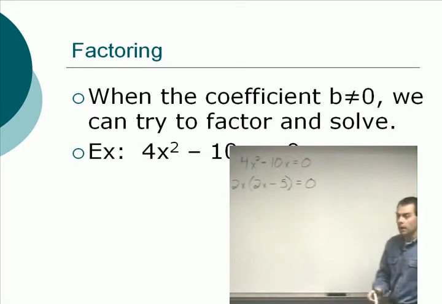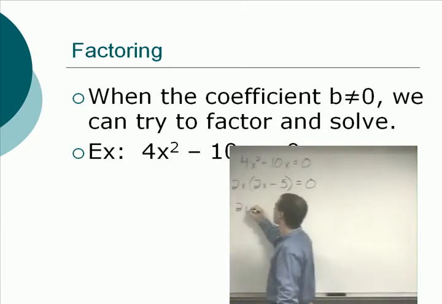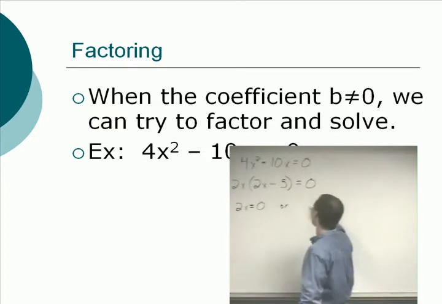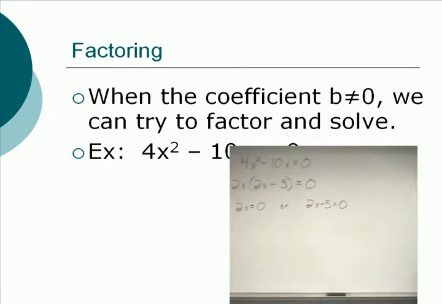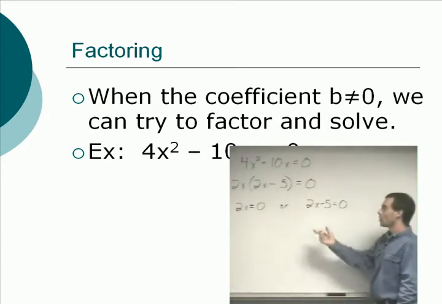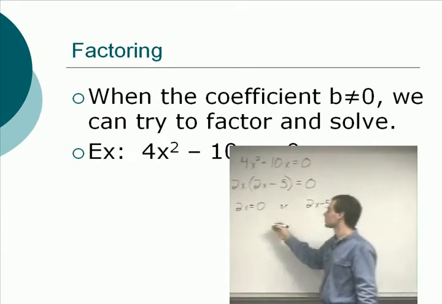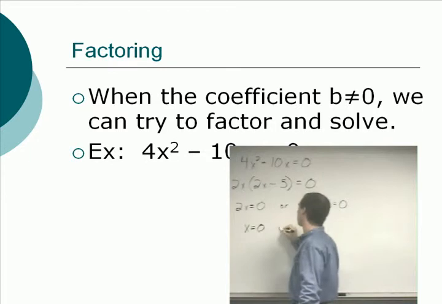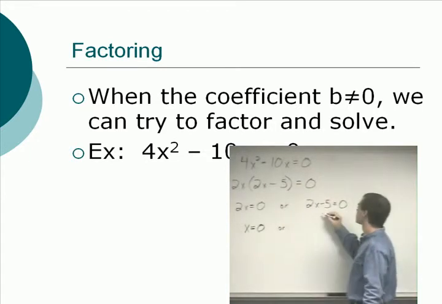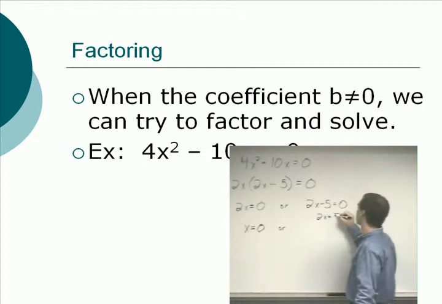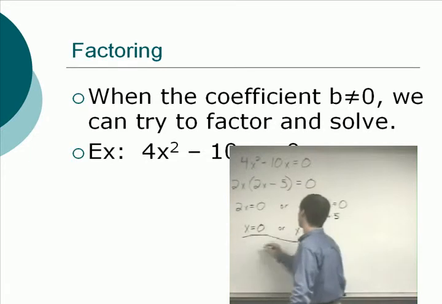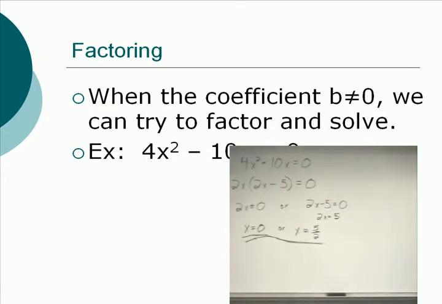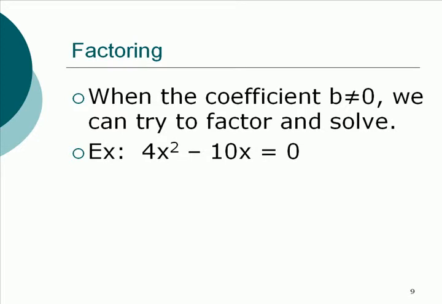And now we'll use our zero product property. Either 2x equals 0 or 2x minus 5 equals 0. And we solve both of those. Well, if 2x equals 0, clearly x equals 0, or x is equal to 5/2. There's our two solutions. Crooked, but there they are. X equals 0 or x equals 5/2. Again, we got two solutions. Set it equal to 0 and factor.